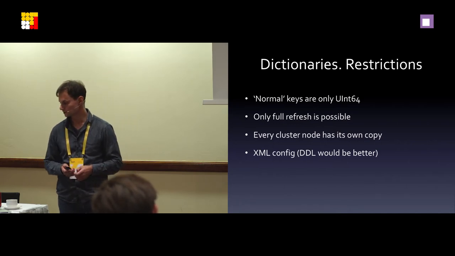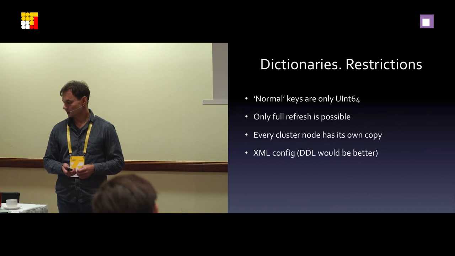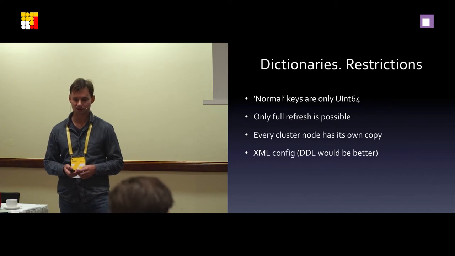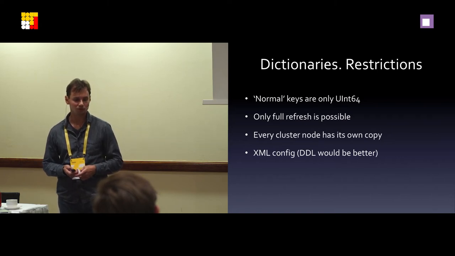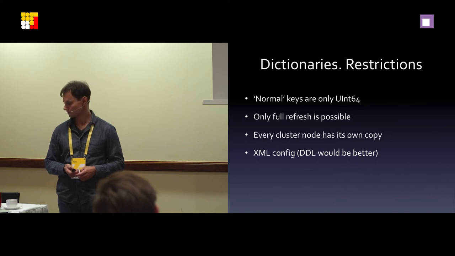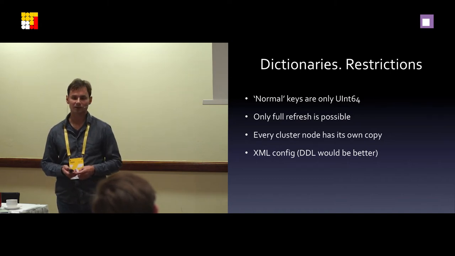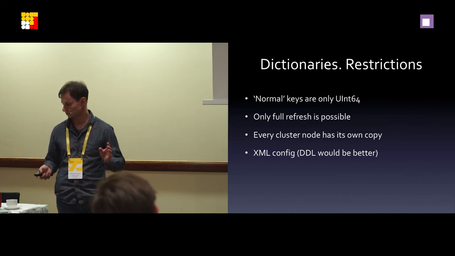But by default, it's this. Only full refresh is possible. It might be a problem if you have a huge external dictionary, say millions of rows, and a full refresh may generate huge load on the source table. And every cluster has its own copy of the dictionary that may lead to inconsistencies between your nodes.